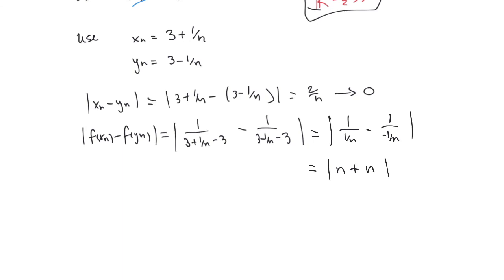Somebody said that to me once, and I don't know what they're talking about. Just do it right. I don't care how you do it. 2n, right? And this does not go to 0. Okay. Excellent. That's all we need.